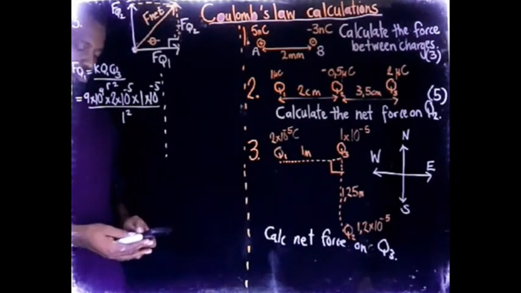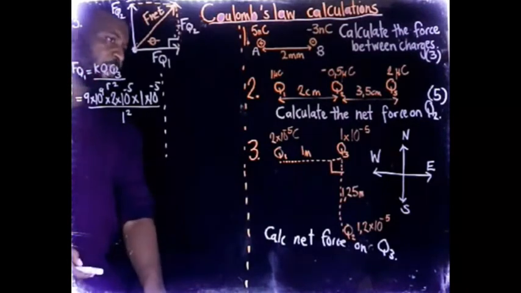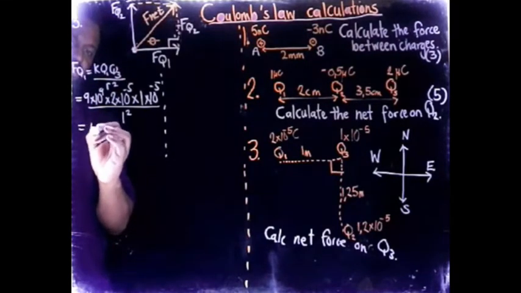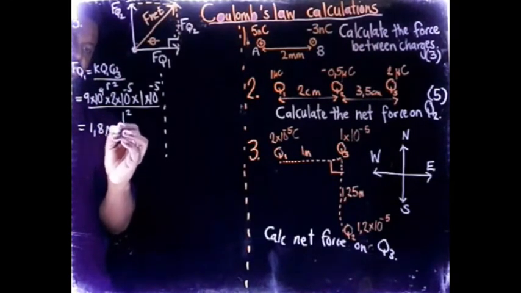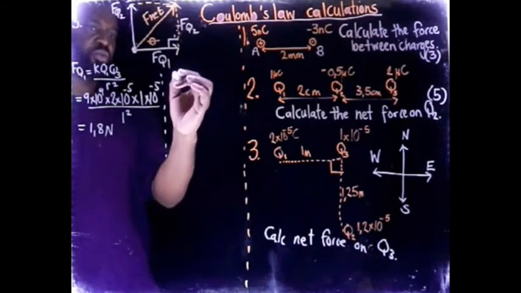9 exponent 9 times 2 exponent negative 5 times 1 times 10 to the exponent, again, negative 5 over 1 squared, 1.8 newtons. That's what FQ1 is. What of FQ2?